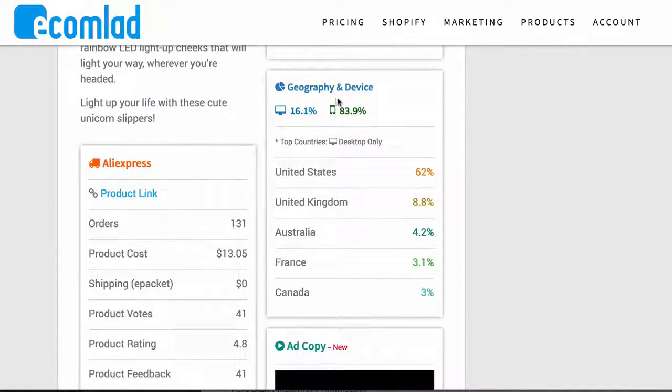It also gives you the geographic and the device. So this is actually really cool. And this is something that I don't believe Ecom Hunt does. But it gives you a breakdown of what countries are more likely to buy your product.